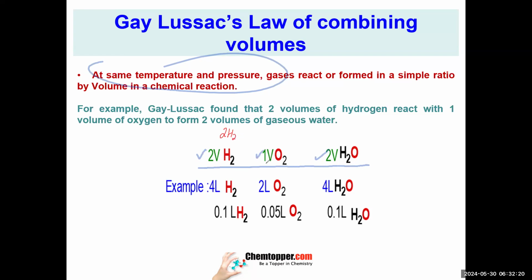2H2, this is 1, O2, this is 2. This is the balanced equation. So just looking at the ratio of the volumes, I can write down the balanced equation. That's how these scientists, when they were not aware of electricity or anything, they were not aware of formulas, this is how they worked out the formulas and the balanced equations. Okay, ready for question now?